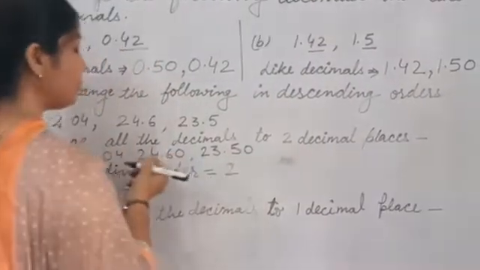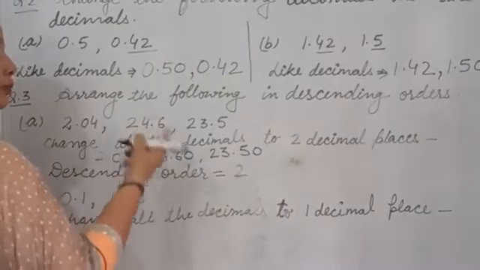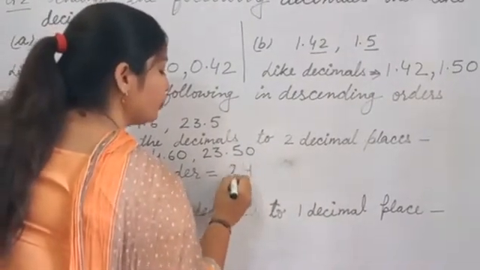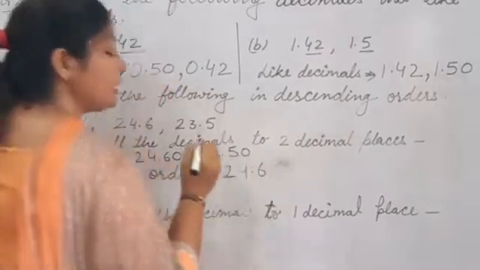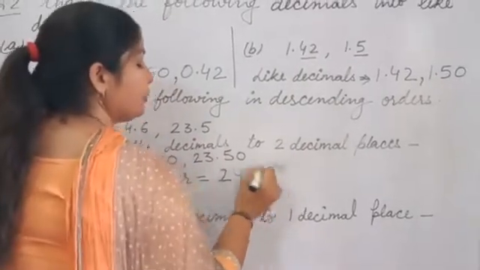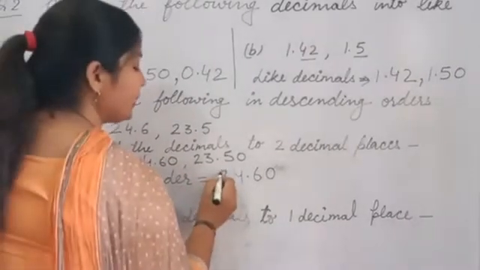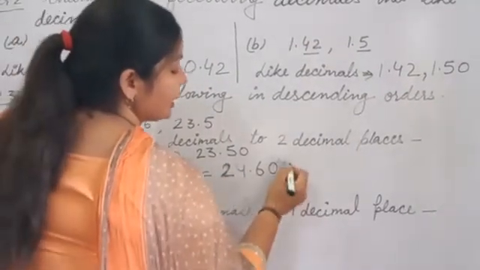You can write 24.6 only and you can also write 24.60. As you wish, both ways you can write. 24.6 only, and if you want to write like decimals, then you can write 24.60. This is the largest.